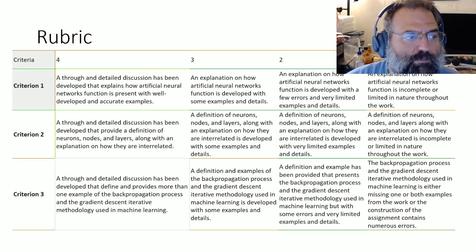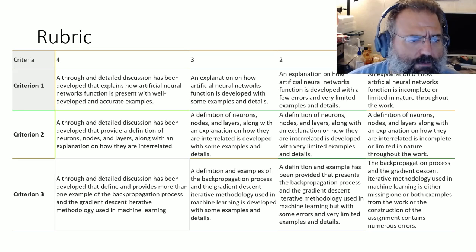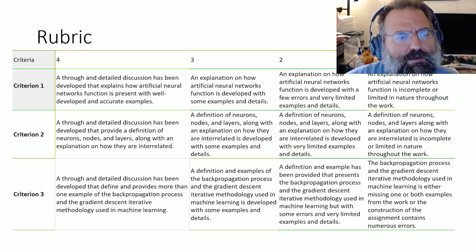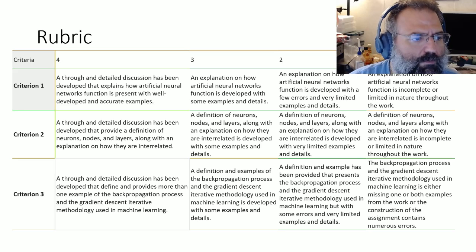So your rubric, and as always, shoot for that mastery column, number 4. A thorough and detailed discussion has been developed that explains how artificial neural networks function, and you have some examples, and it's well developed. A thorough and detailed discussion has been developed that provides a definition of neurons, nodes, and layers, along with an explanation of how they are interrelated. And a thorough and detailed discussion has been developed that defines and provides more than one example of backprop and the gradient descent iterative methodology that is used in machine learning.